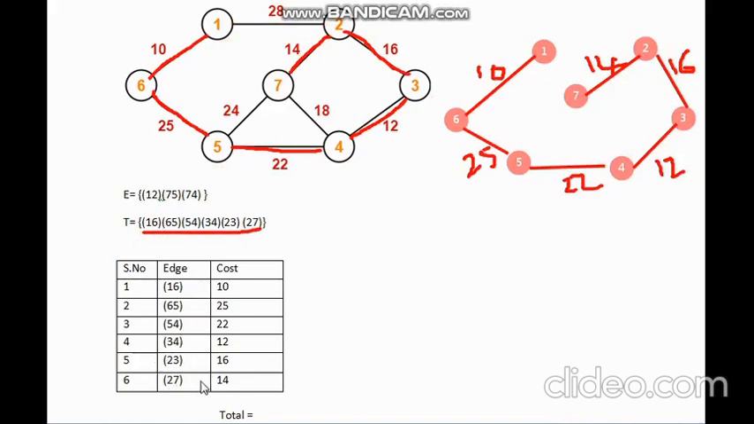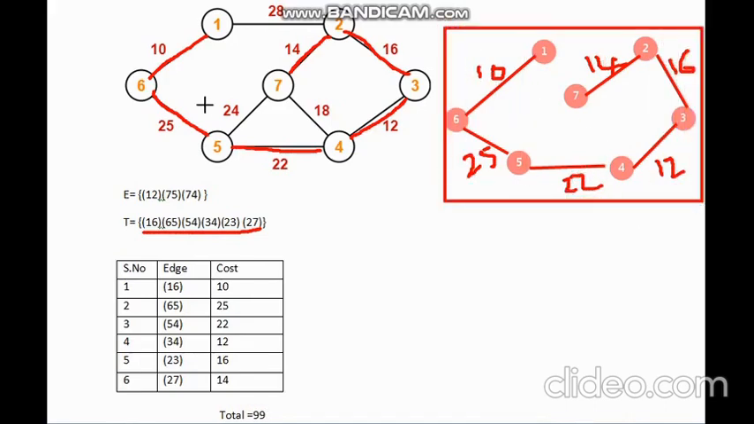Once all edges are over, then calculate the total cost: 10 plus 25 plus 22 plus 12 plus 16 plus 14, then it is 99. Okay, so now check here how many vertices. Same as the given vertex set, 1 to 7. N vertices are there, and 6 edges, that means n-1 edges, and there are no cycles. Then this is your spanning tree. Minimum cost spanning tree.